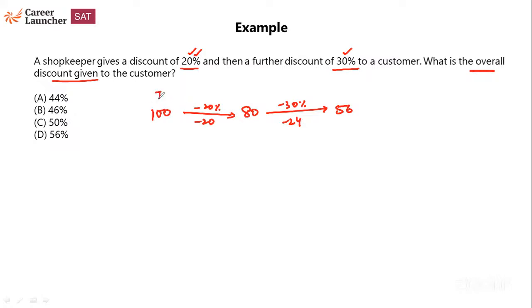Initially, the customer was to pay 100 rupees, finally paying 56 after the discount. So how much discount did the customer get? That is 44 rupees discount, 20 rupees here, 24 here. 44 rupees discount out of 100, that is 44%.